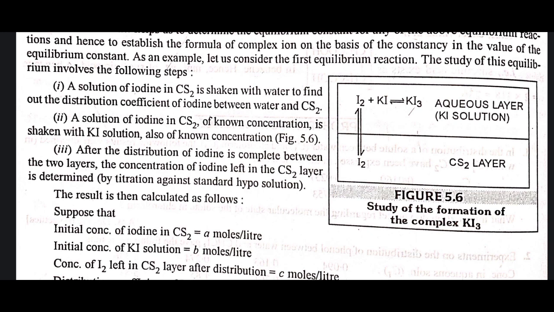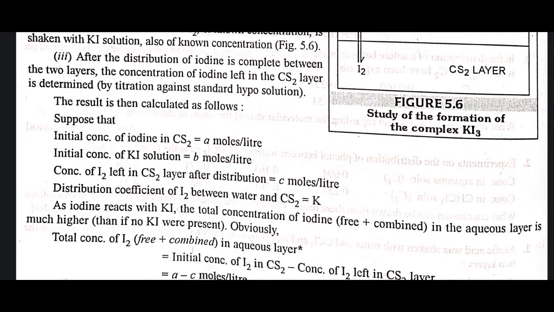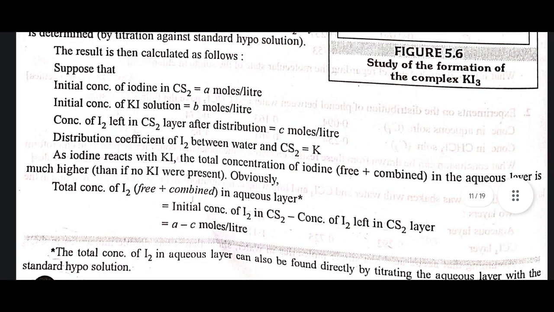The result is then calculated as follows. Suppose that the initial concentration of iodine in CS2 is equal to A moles per liter. Initial concentration of KI solution is equal to B moles per liter. Concentration of I2 left in the CS2 layer after distribution is equal to C moles per liter. Distribution coefficient of I2 between water and CS2 is equal to K.